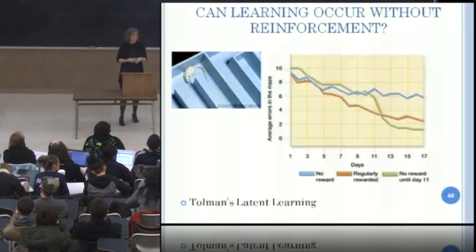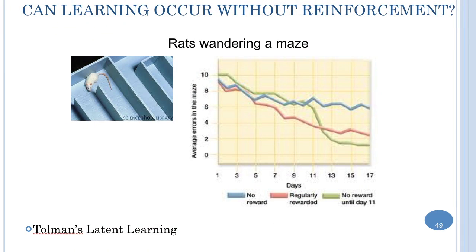So Tolman talked about something that he called latent learning. He did this research with rats in a maze to show the principle of latent learning. What he would do is drop these rats into a maze box. If you can imagine, as you see on the slide, dropping a little rat into a maze. At the end of the maze is a reward in the form of food.